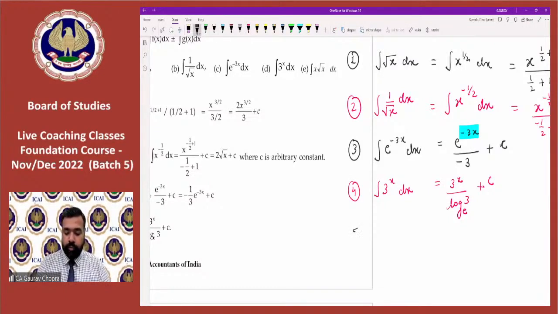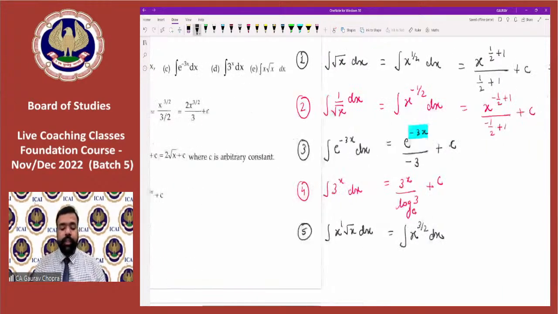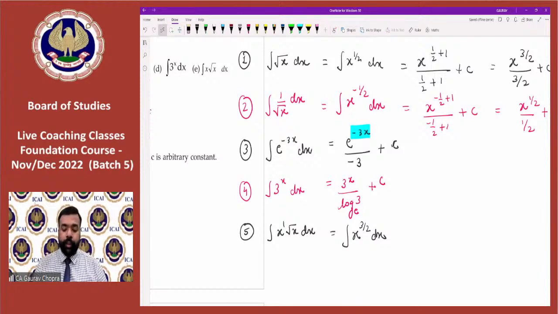Now let's try the fifth one also. x root x dx. Now this can also be written as x having power of 1, root x having power half. If we combine them, then what will be the power? x to the power of 3 by 2. So we have to integrate x to the power of 3 by 2. So power will increase by 1.